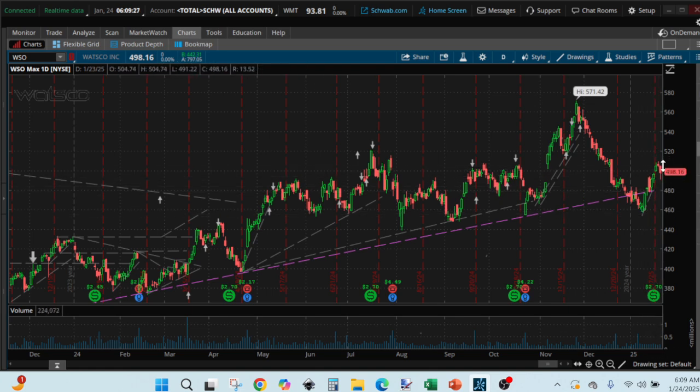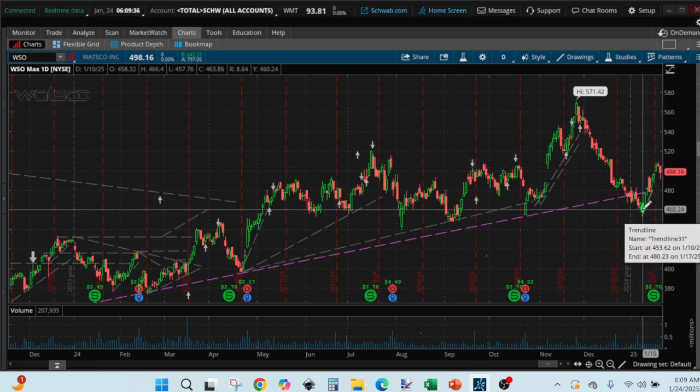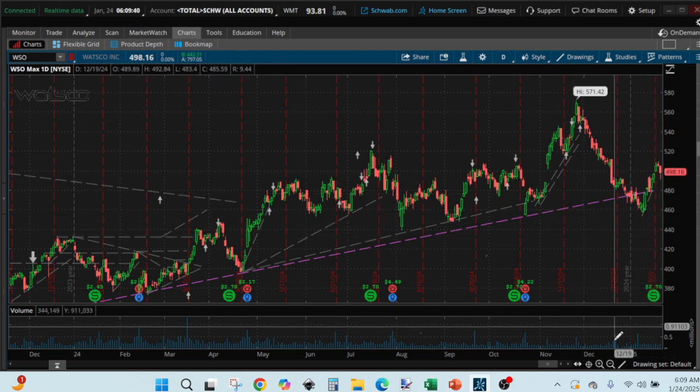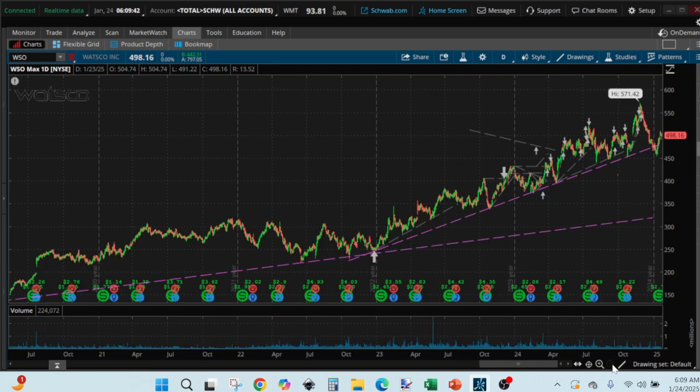If today is a green bar, it could be a good time to buy as well. But because we already have it in our portfolio, we are not going to buy it again. We are just going to wait for it to go up when it's ready to go up. But this can be an entry point.